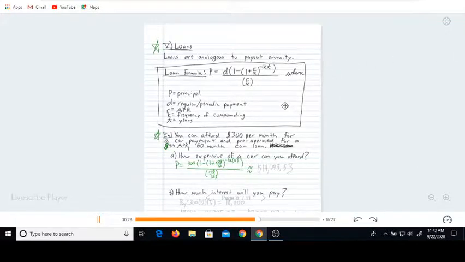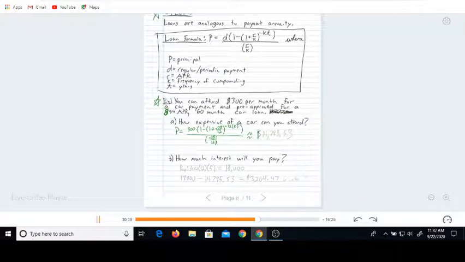And it comes out to $14,795.53. So if you want to go with a 5-year car loan and you want your monthly payment to be at $300 and you got an 8% APR, that's the most expensive car you can get, keeping your payments at $300 a month. So right around $15,000.